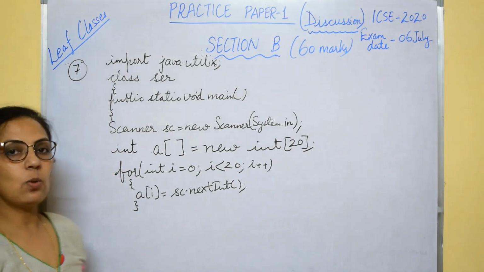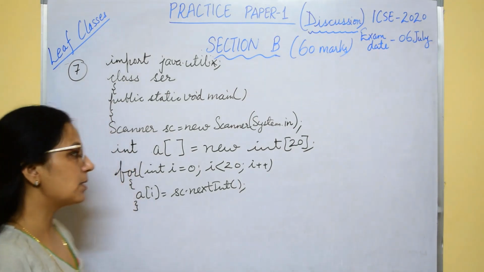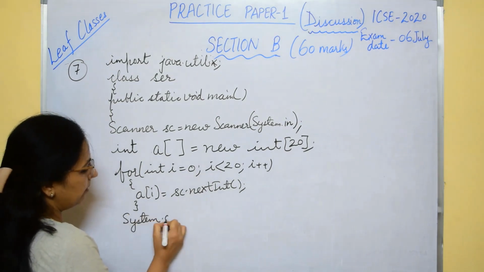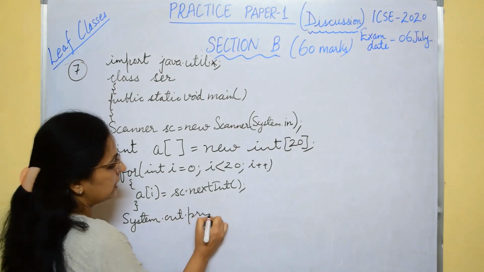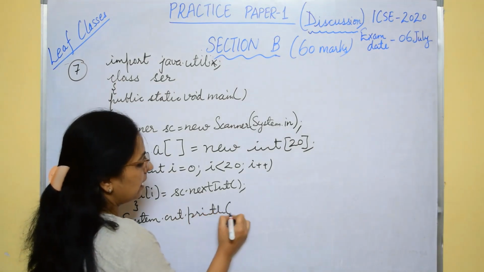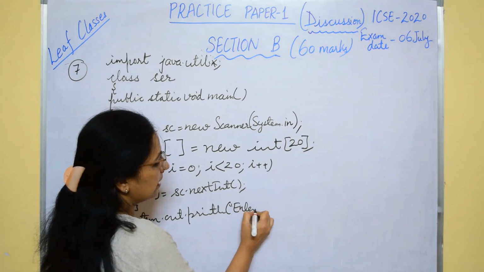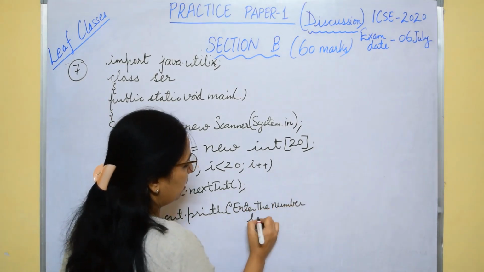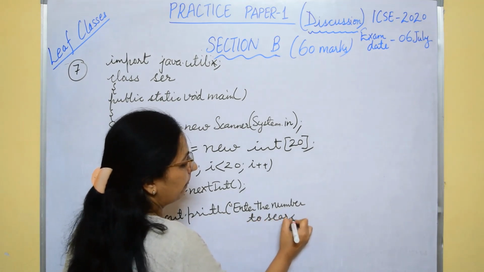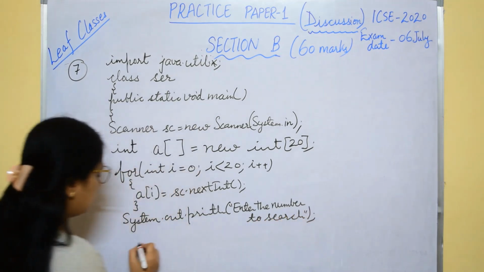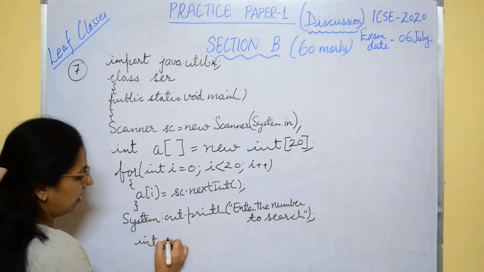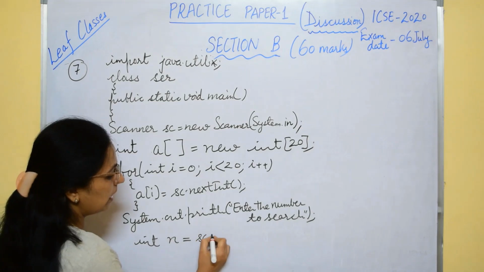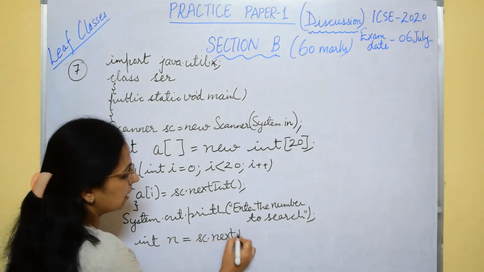Now after this you have to input a number which you want to search in the array. For that we can give the message System.out.println and enter the number to search. Enter the number to search. Then after this you can input the number in n variable, n equals to sc.nextInt().